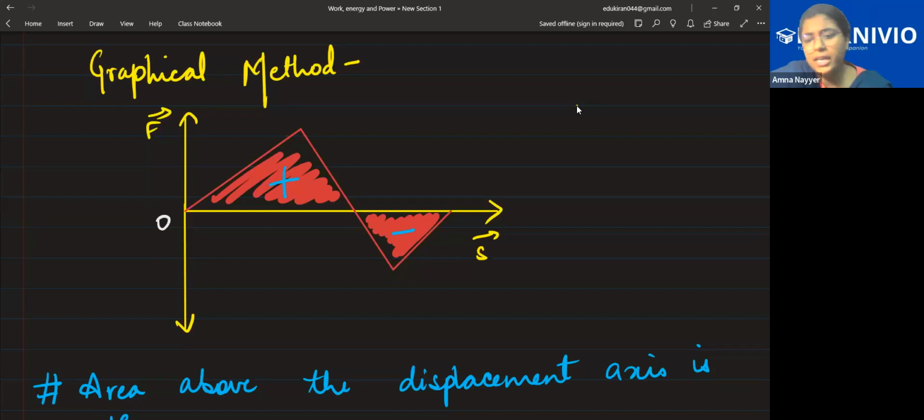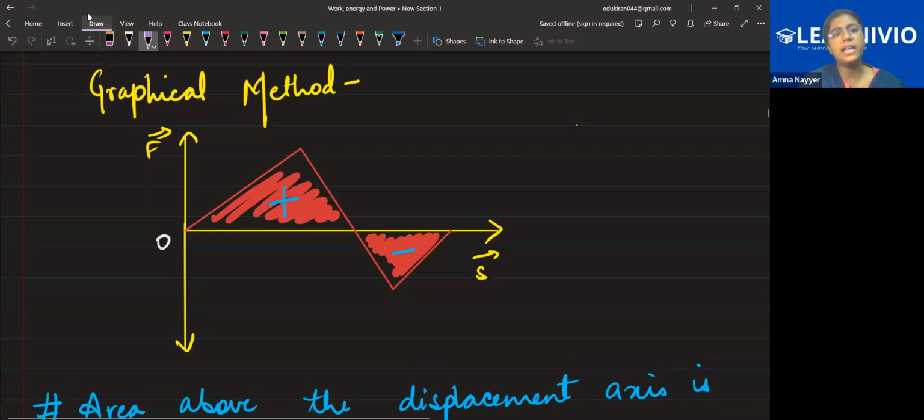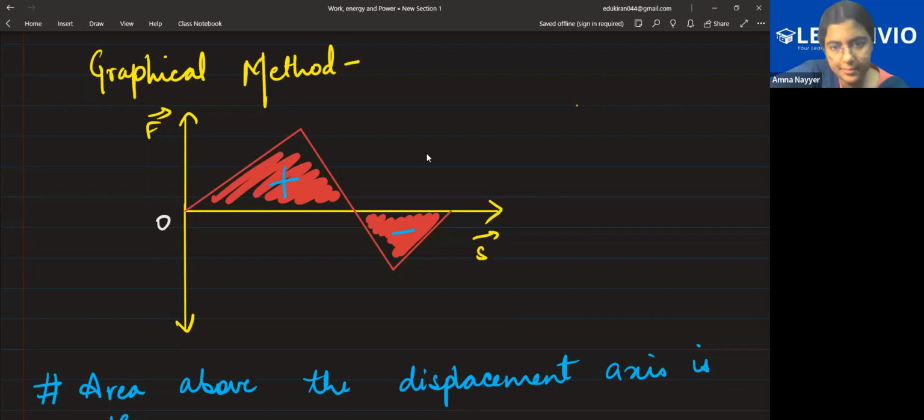Area is actually, see, I'll tell you one thing. If two quantities are present and you're getting the third quantity while multiplying them, let's say speed into time will give us the distance, right? So speed into time is equal to the distance. We write speed is equal to distance upon time, right?